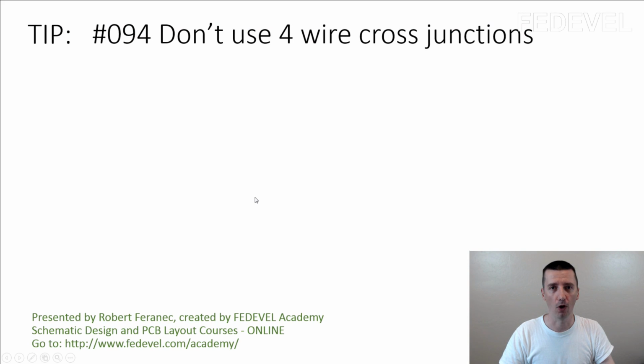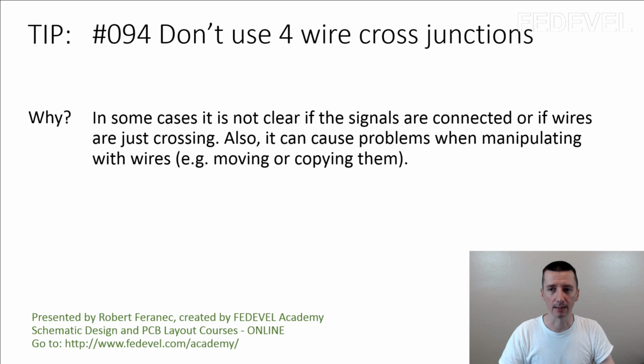Tip number 94, don't use 4-wire cross junctions. Why? In some cases, it is not clear if the signals are connected or if wires are just crossing, especially if the schematic is printed on paper. Also, it can cause problems when manipulating with wires, for example, moving or copying them.